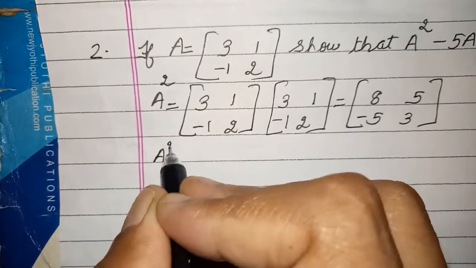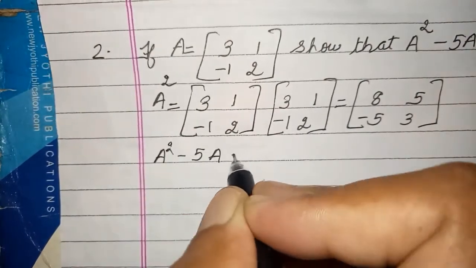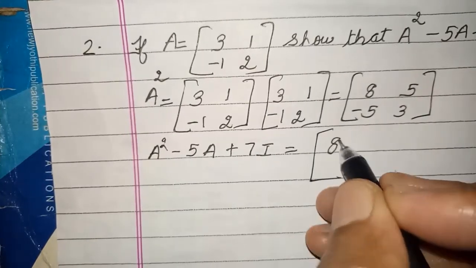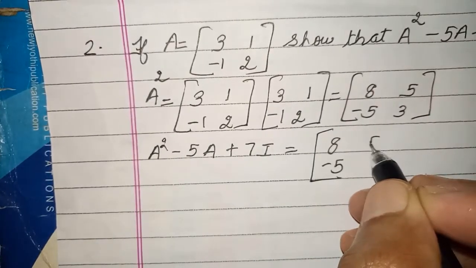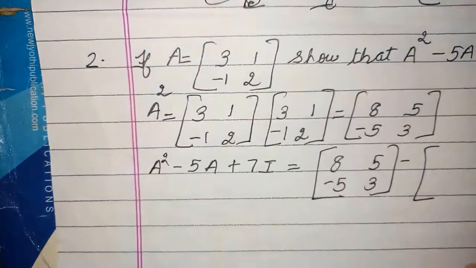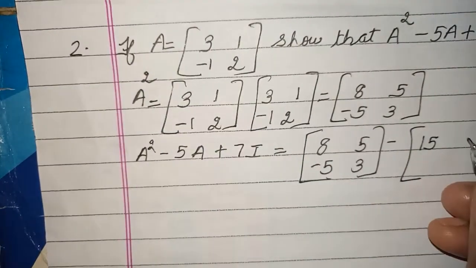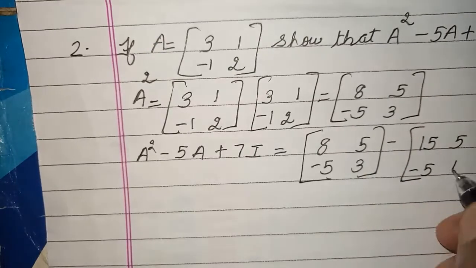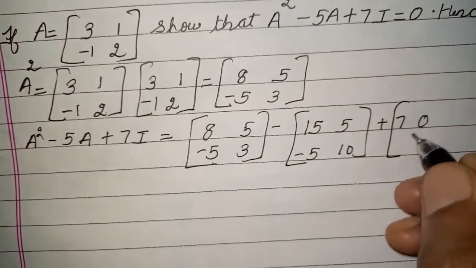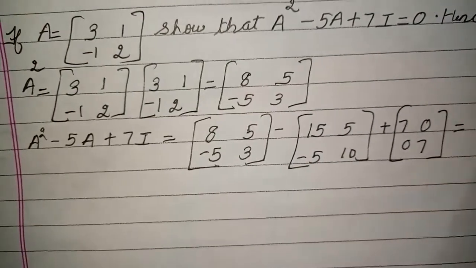So you have now A square, that is A into A. Now let us put in this equation: A square minus 5A plus 7I. We have to prove that this is 0. So let's put A square, minus 5A. 5A means you have to multiply this by 5, so it is 15, 5, minus 5 and 10. Plus 7I means, children, it is 7 times your identity matrix. You have to prove this is 0.